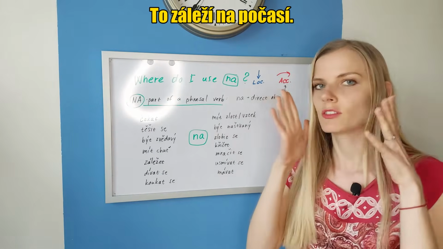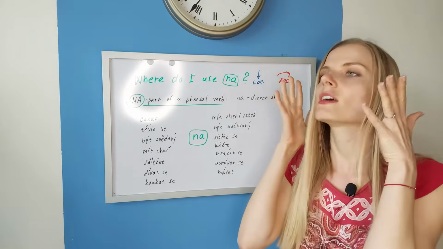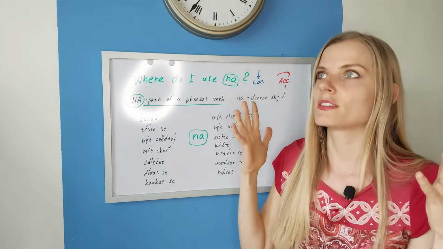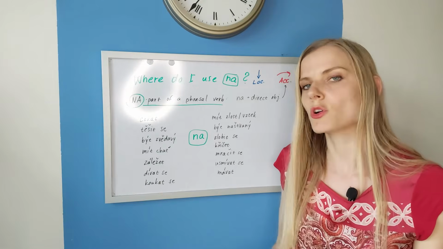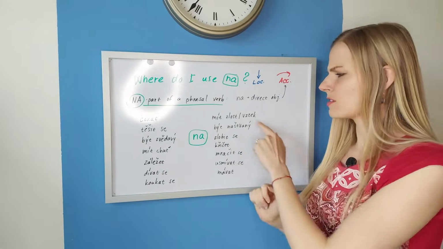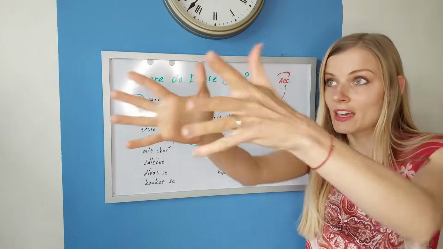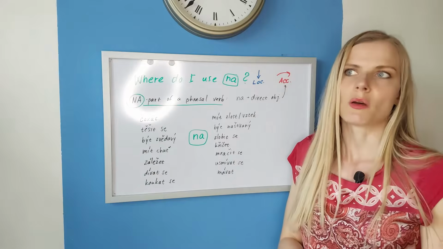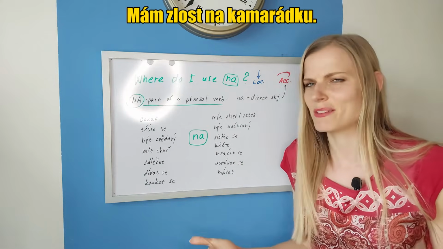Dívat se na. So again, this direction. I'm looking at something. Dívám se na oblohu. I'm looking at the sky. The same as koukat se, which is a little more colloquial way of looking and watching. Mít zlost, vztek. To be angry at someone. I'm directing my anger at somebody. Mám zlost na kamarádku. I'm angry with my friend.